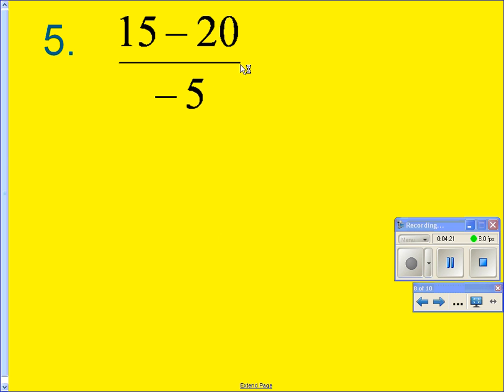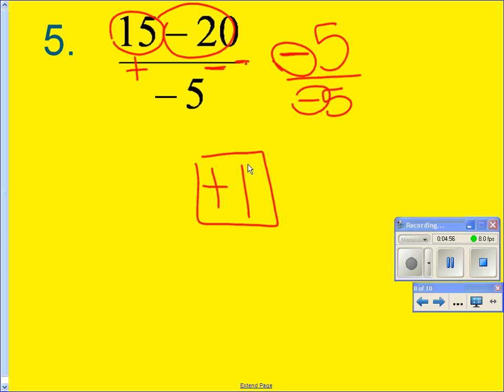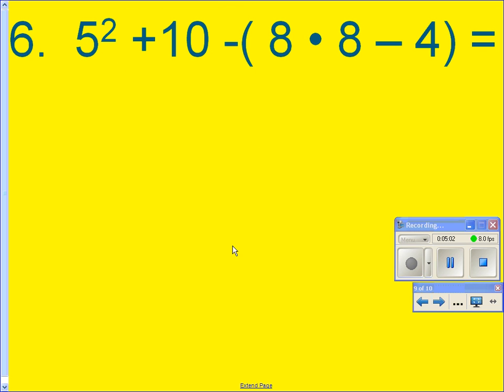Okay, so with this one, we know that the fraction bar means divide. Whenever you see a problem like this, you're going to do whatever is on top of the fraction bar first. So 15 minus 20. 15 is team positive, minus 20 is team negative. So the negatives won by 5, because 20 minus 15 is 5, over negative 5. We're dividing again, but they are the same signs, so you will get a positive answer. 5 divided by 5 is 1. The answer is positive 1 for this problem. Try the next two on your own and then check your answers. You can pause the video.